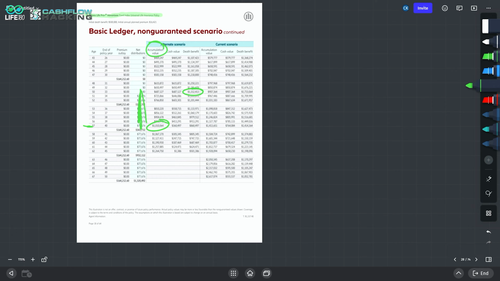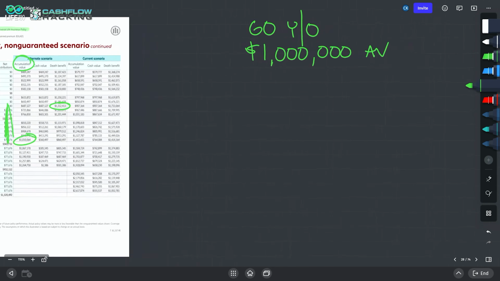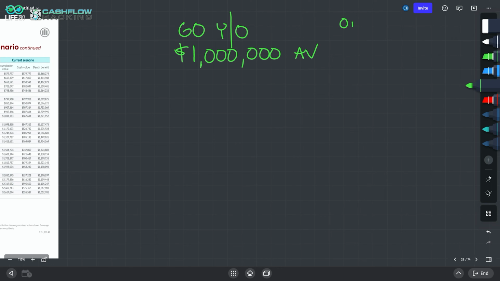This is the accumulated value. And that is what it is. So let's just assume they didn't start taking money out of there. So until then, let's just assume a 60-year-old has $1 million in the policy of accumulated value. And let's say that they did the option B, and that was a $500,000 death benefit.